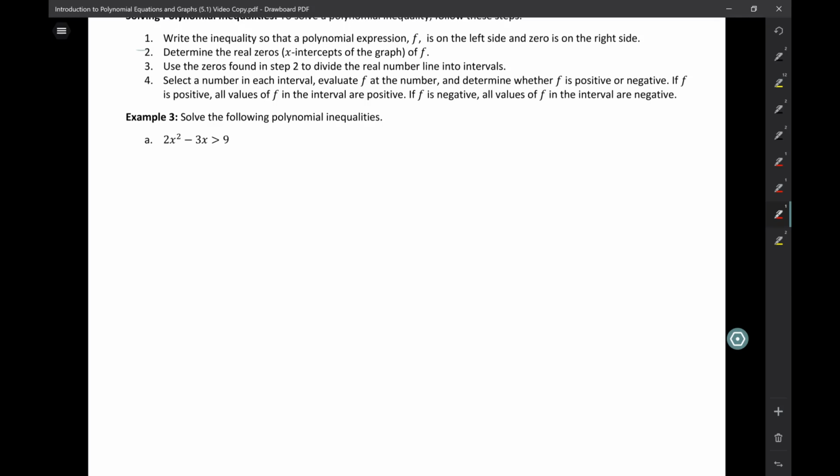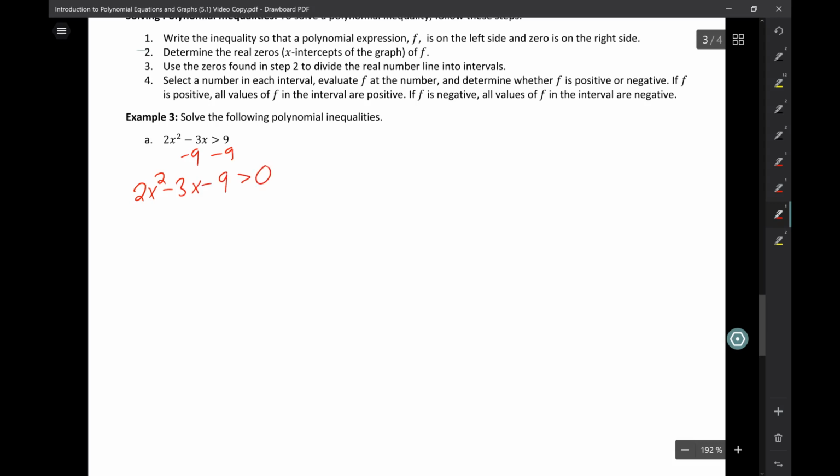So, part A says to solve the inequality 2x squared minus 3x is greater than 9. So the first thing we want to do is get 0 by itself on the right-hand side. So therefore, I'm going to subtract 9 on both sides. So this is going to be 2x squared minus 3x minus 9 is greater than 0. So this is step 1.